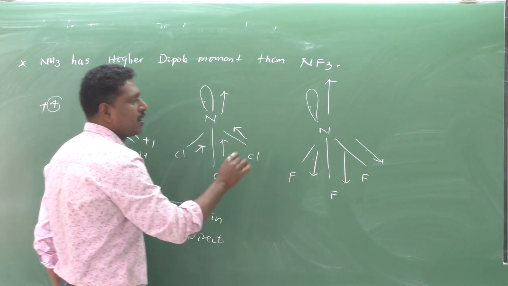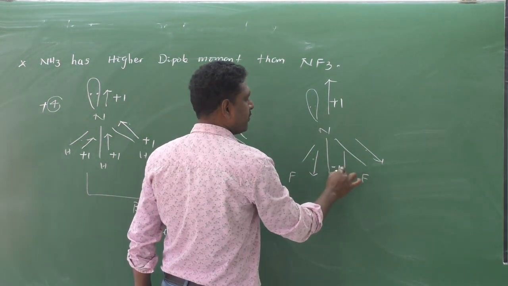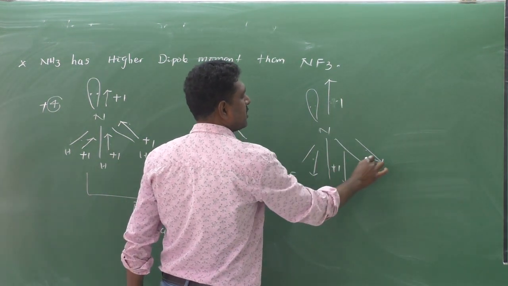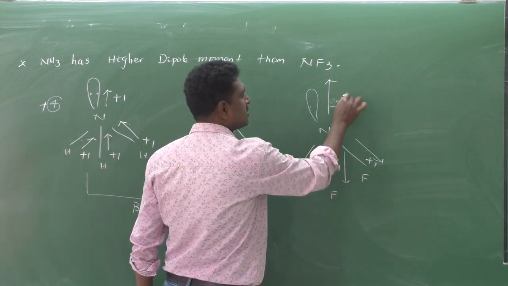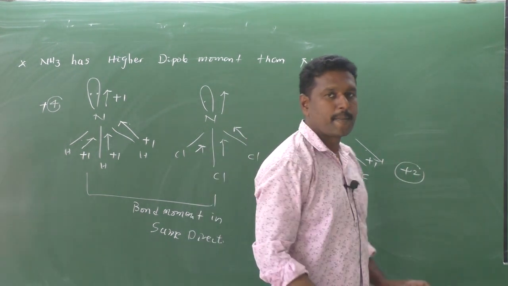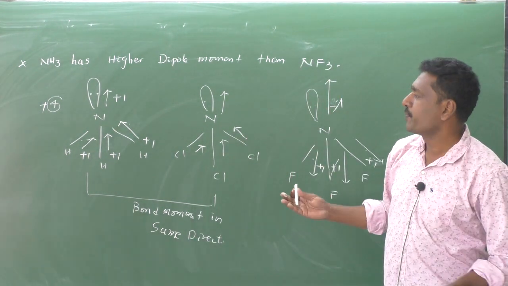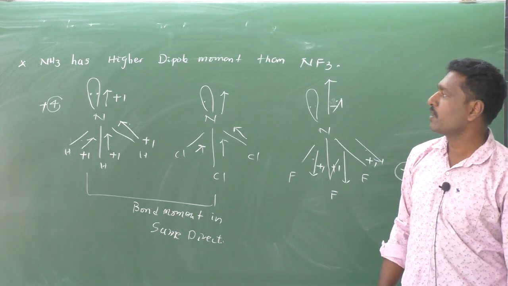Here also the same, but here this is +1, +1, +1, and here -1. This will cancel. How much do we get? +2 only. The resultant bond moment is +2. That means it has less bond moment than NH3.